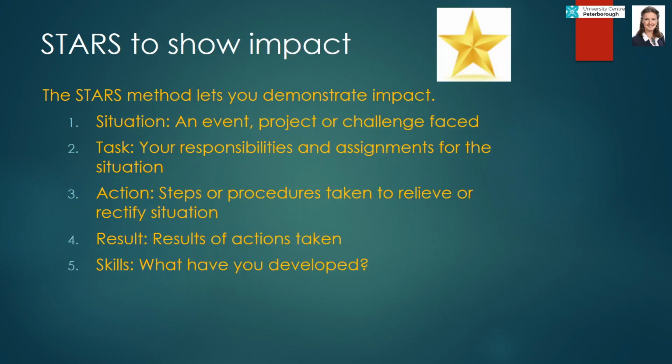So let's have a look at the STARS model to begin with. STARS stands for situation, task, action, result and skills. So what you want to do is list what the situation was. So for example, it might be that you were employed in a retail shop. Then what your task was, so what were your responsibilities, what action you took to remedy or improve something, and what this resulted in. Finally, what skills you've developed.